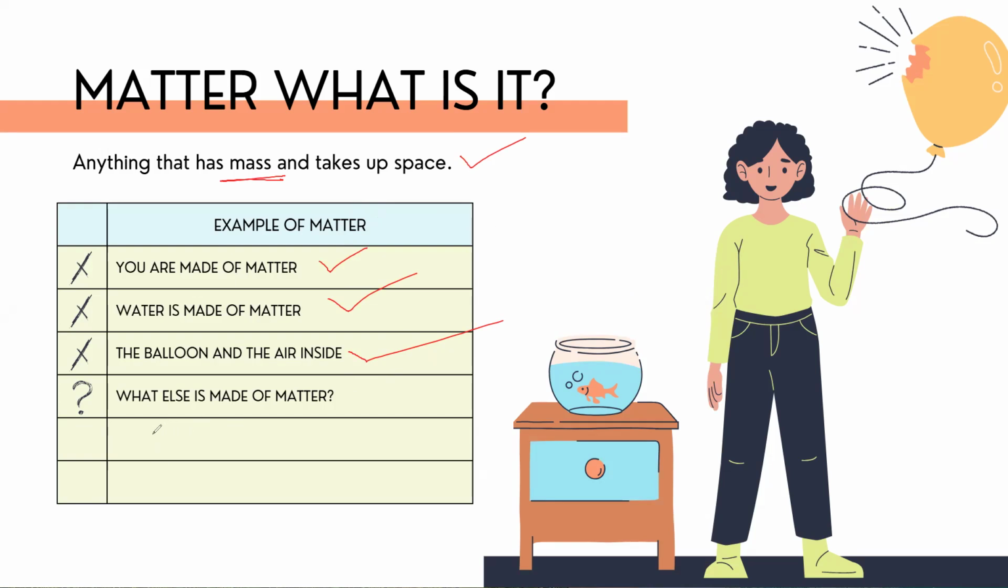Give me an example that you know. At least two examples. Wood. Okay, what else? Metal. Wood and metal. Beautiful. All these things have mass and they occupy space.